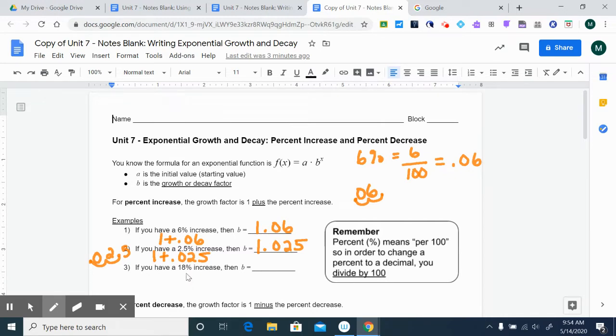Now, an 18% increase. So 18, I'm going to scooch my decimal over twice. Now I don't have an empty hump because the 1 is in there. So I'm going to do 1 plus 0.18 and get 1.18. Just remember that whenever you're given the percent, you do have to change it to a decimal and then add the 1 to it.